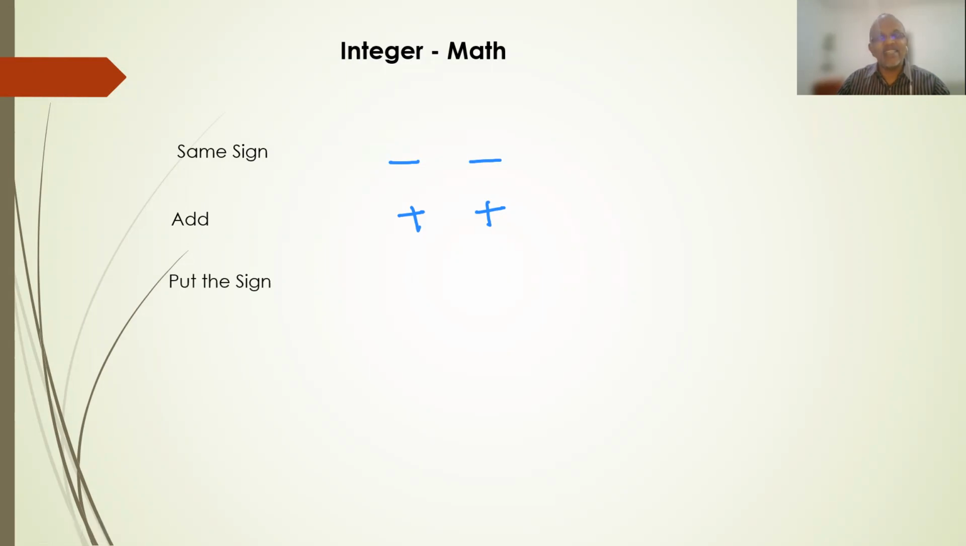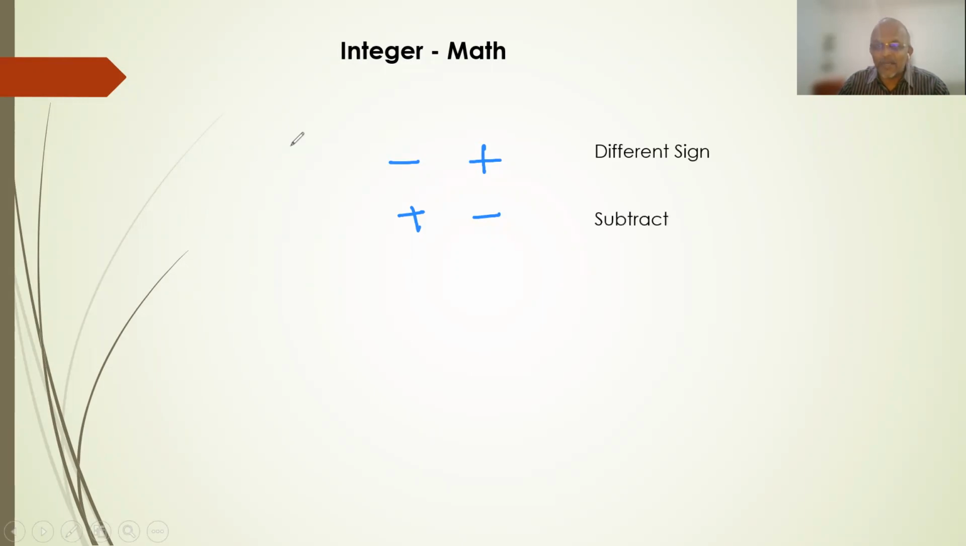Simple. The second thing is, if I have, let's say, I'm changing this to plus and I'm changing this to minus. Now, what does this say to me? Let me rub this off. Different sign: subtract and put the larger number's sign. Wow, how do we do it?